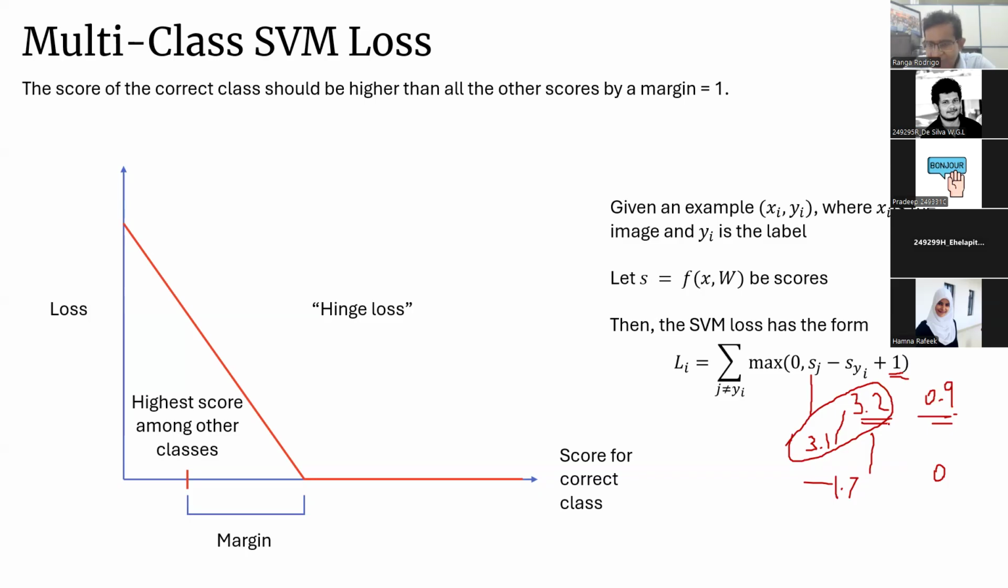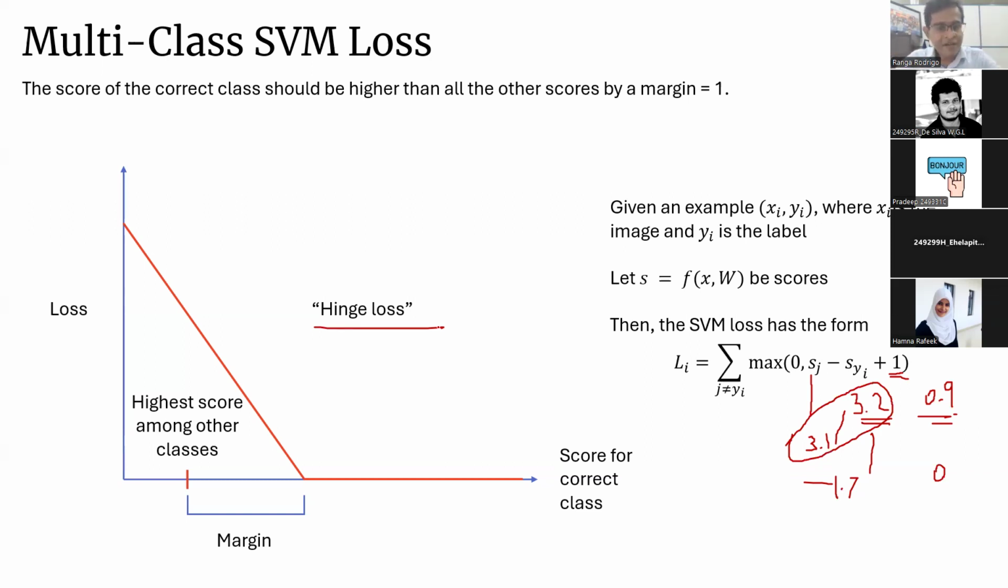That's good, but not high enough. It has to be higher by a margin of what? Higher by a margin of 1. Now you can see the value of this margin. So here this diagram shows that this is called hinge loss. Hinge loss means it's like a hinge, like that.